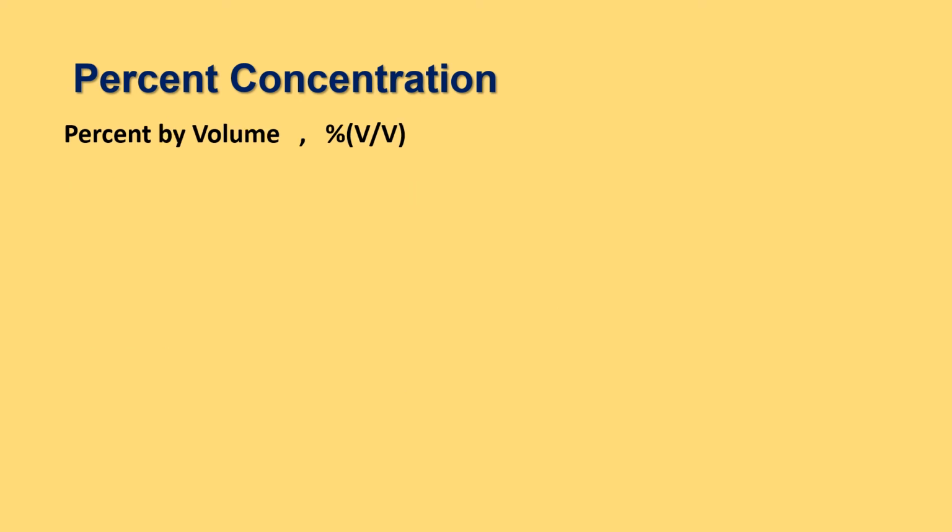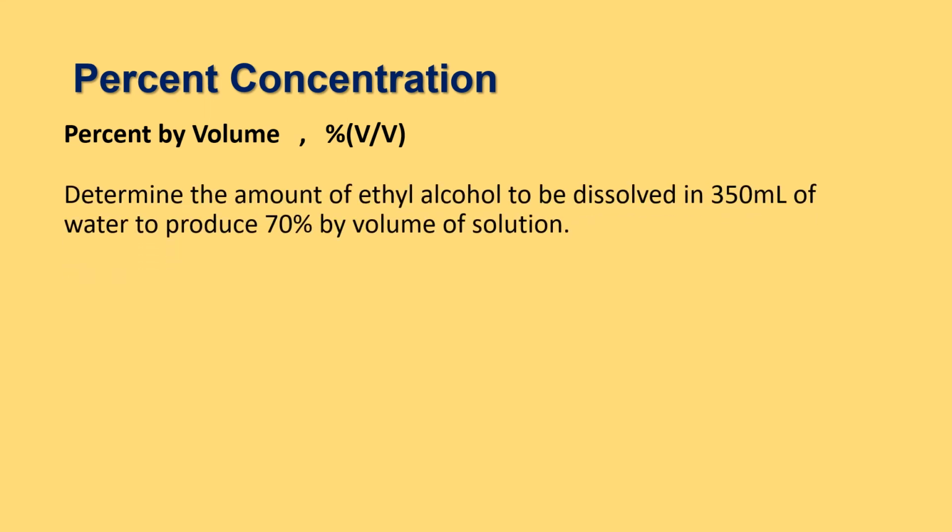Another problem to solve involving percent by volume. Determine the amount of ethyl alcohol to be dissolved in 350 ml of water to produce 70% by volume of solution. In this problem, our given are the volume of our solvent is 350 ml and that is the water, and our concentration of our solution is 70%, that is in terms of percent by volume.